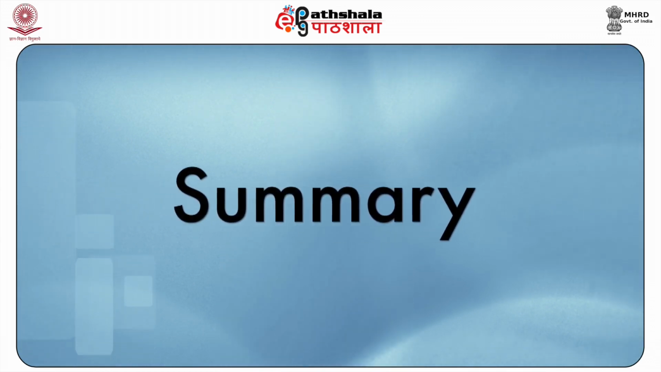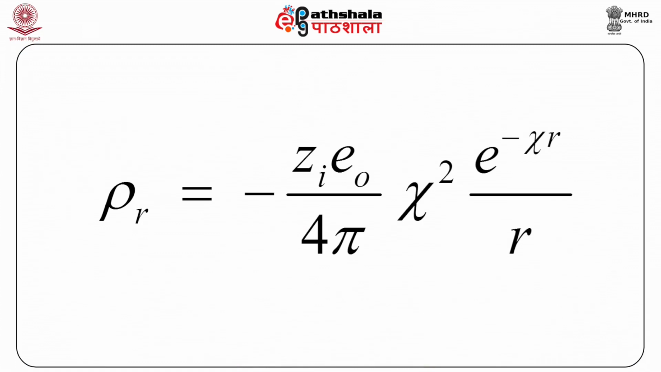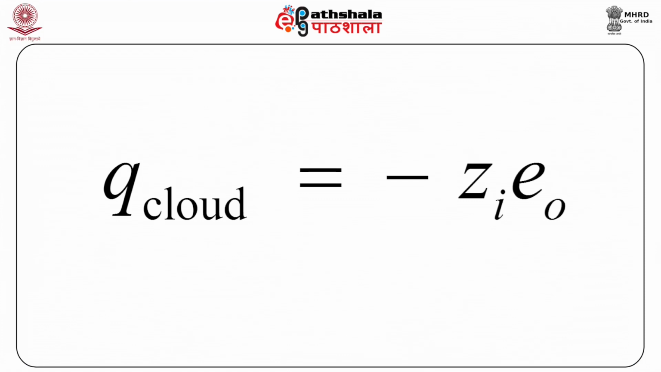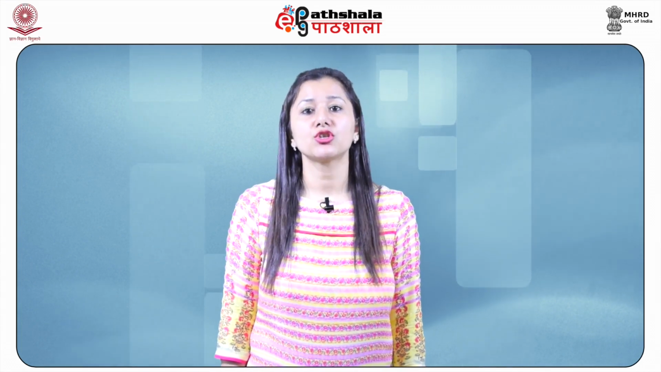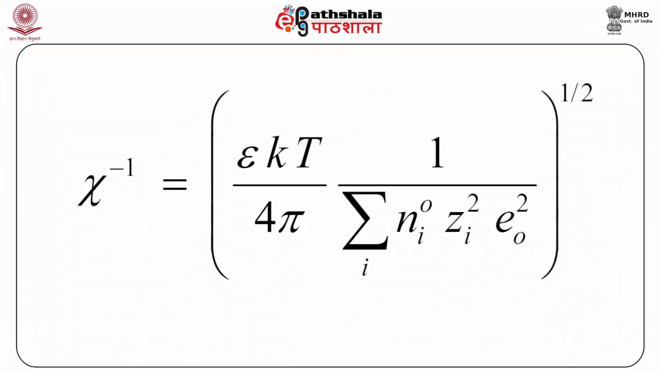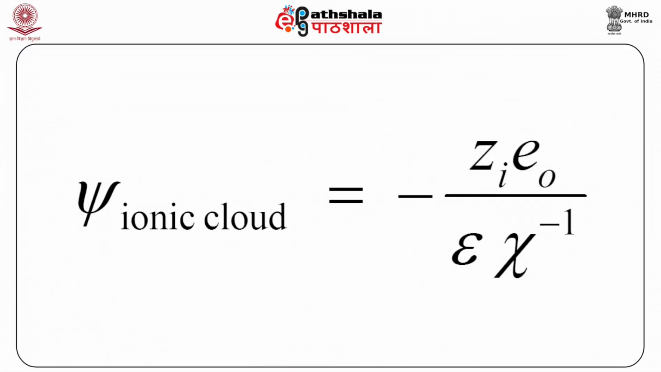Now, we shall summarize what we have learned in this module. The total excess charge contained in the ionic atmosphere which surrounds the central ion is given by Q cloud equals minus Zi e0. Chi inverse, that is the Debye-Hückel length, is the measure of the thickness of the ionic cloud. The potential of the ionic cloud surrounding the reference ion is given as psi ionic cloud equal to minus Zi e0 divided by epsilon chi inverse.